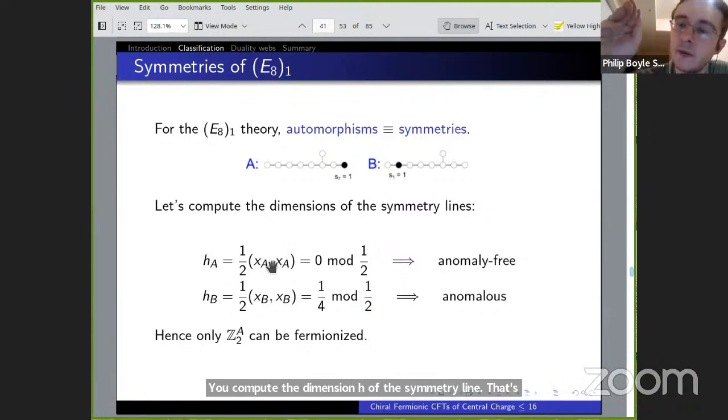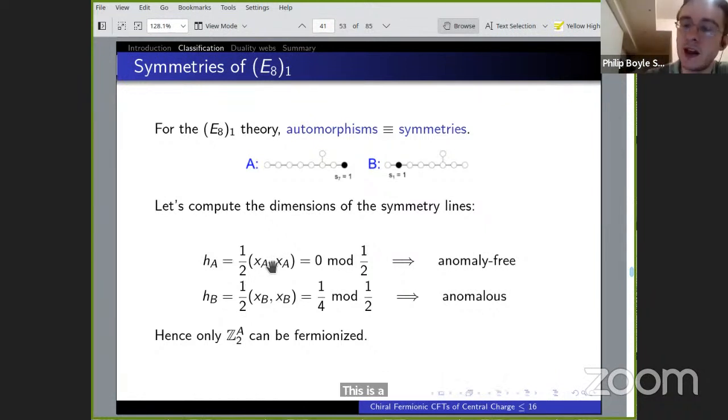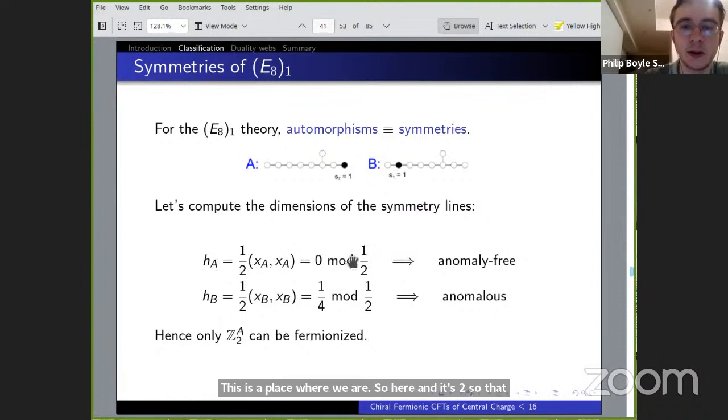And if you look at the value of that mod 1 over n, then there's n possibilities. And that's exactly the anomaly for the Zn symmetry, which is also classified by Zn. And this is in a bosonic theory, which is where we are. So here n is 2, so that means that the dimension is a multiple of a quarter, and we're interested in it mod a half.